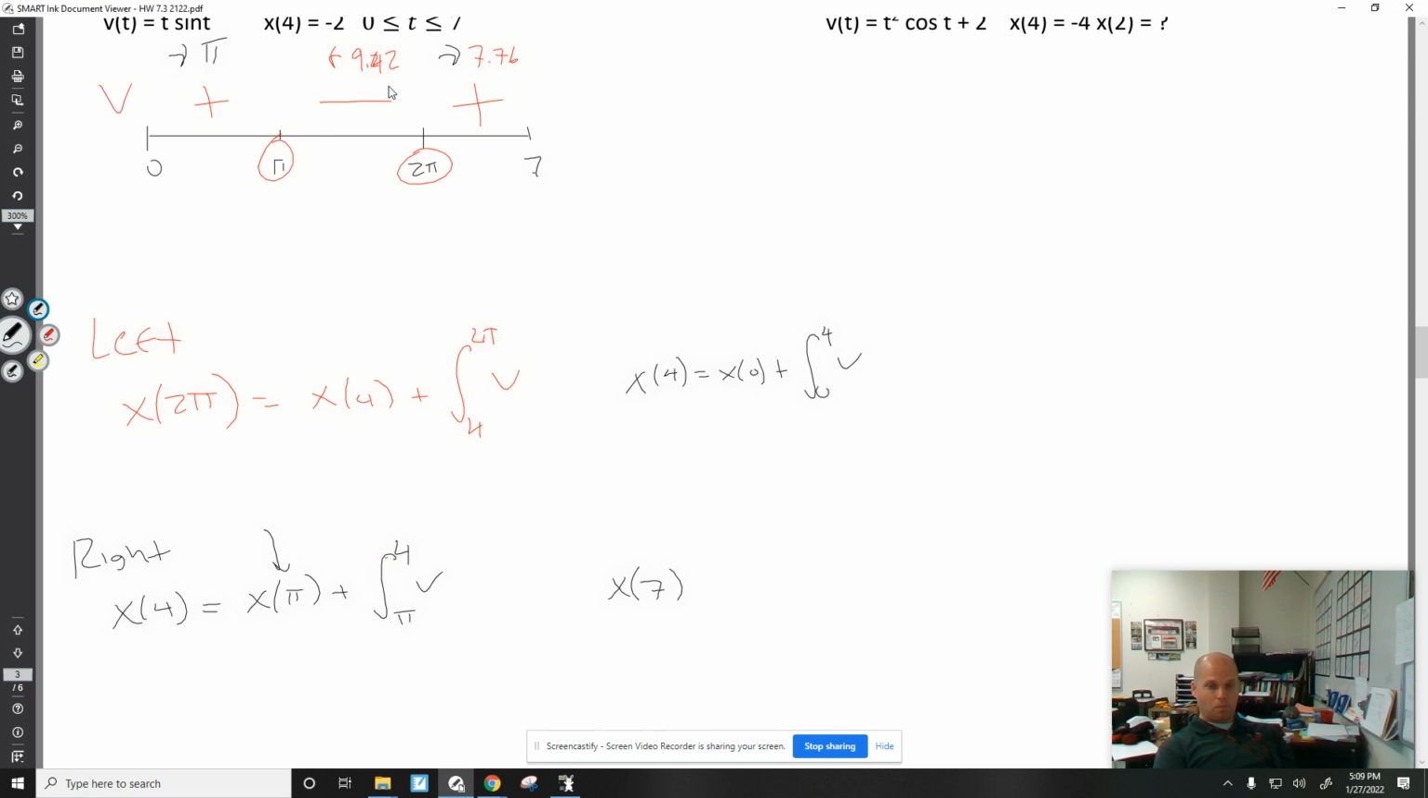I go to the left so much, I do not go to the right as much, so that pi is going to win. Pi is going to win, 2 pi is going to win. Let's just double check that.